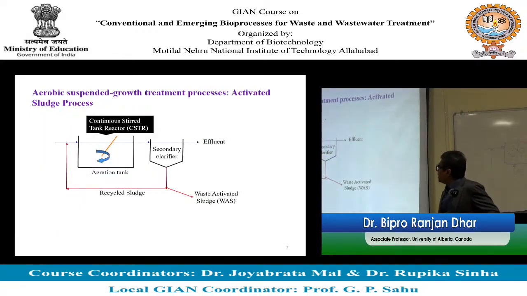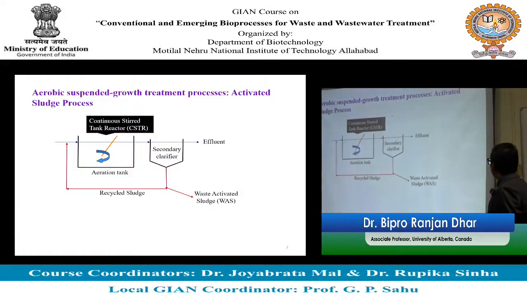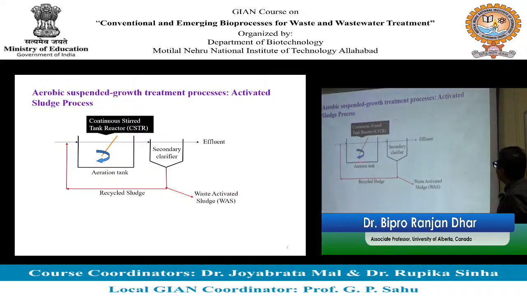So aerobic suspended growth process, we are going to discuss this again and again. We have a CSTR reactor in the aeration tank where it's completely mixed, followed by a secondary clarifier, where you settle the biomass, recycle a portion back to the aeration tank and waste a part of it to maintain a certain biomass concentration, and then finally you can have supernatant, clean water, without any suspended solid.